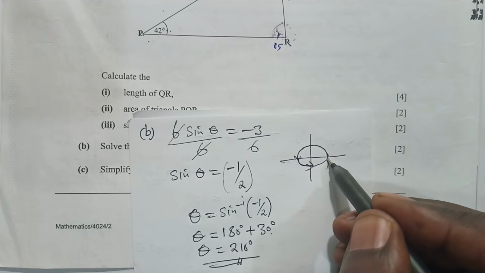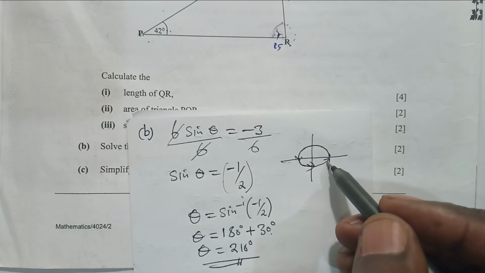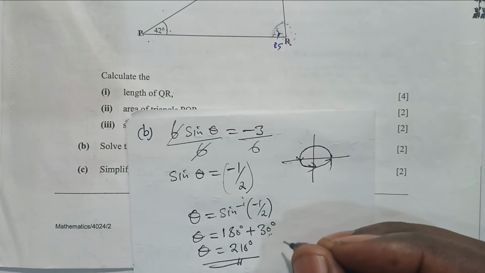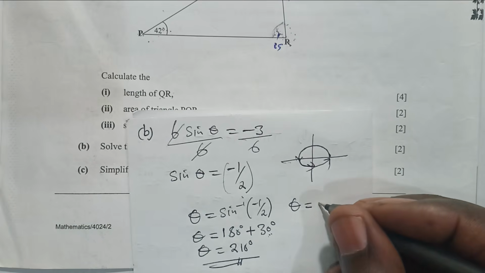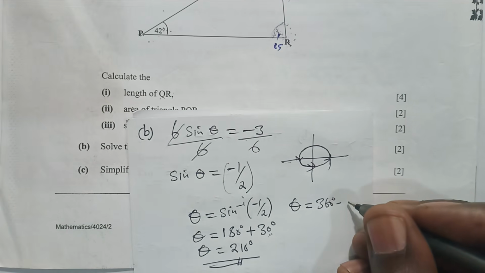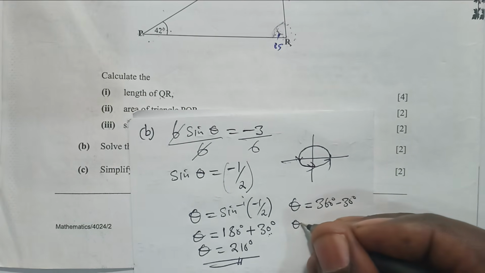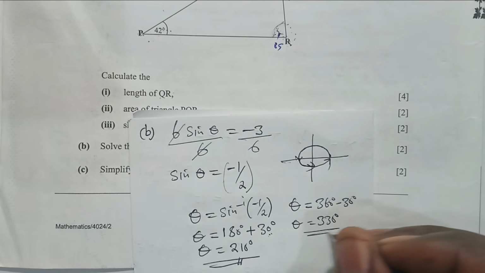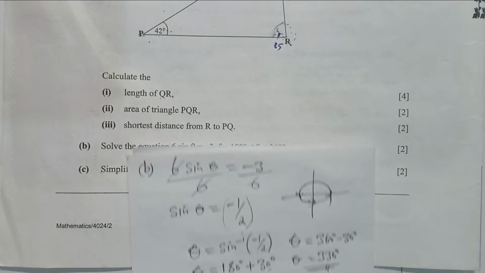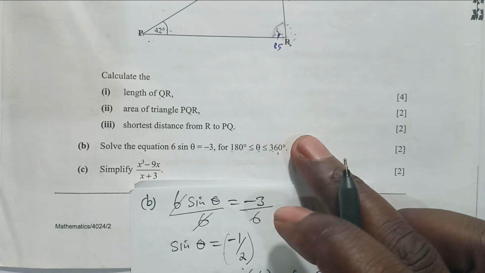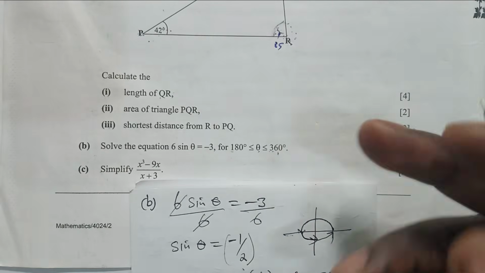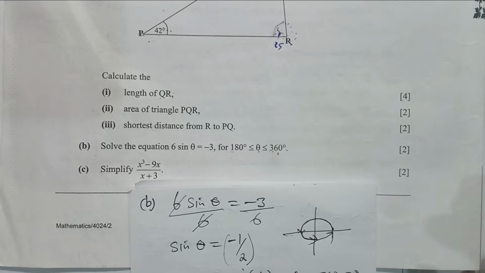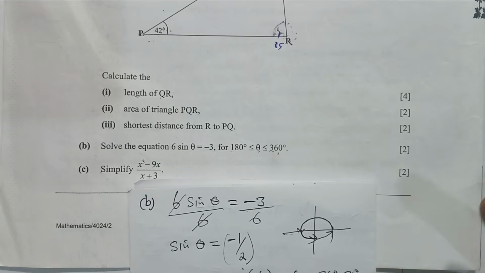Then going into the fourth quadrant, we are going to subtract from 360 the 30 degrees that we've obtained. So theta again is equal to 360 degrees minus 30 degrees, and this is going to be 330 degrees. So that is for this part of the question in B. You just consider where sine is negative in the quadrants that we have, for the first, second, third, and fourth.